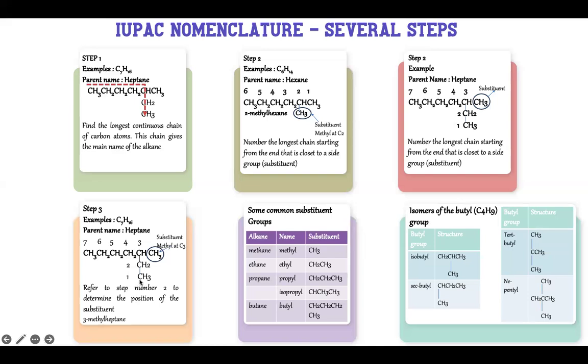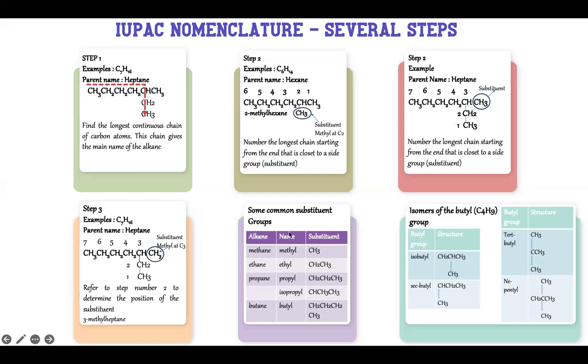So from here, the substituent comes from this side, so you have to count from the bottom. So 1, 2, 3, 4, 5, 6, 7. That's how the IUPAC nomenclature decides the names of the molecular formula for the particular hydrocarbon.